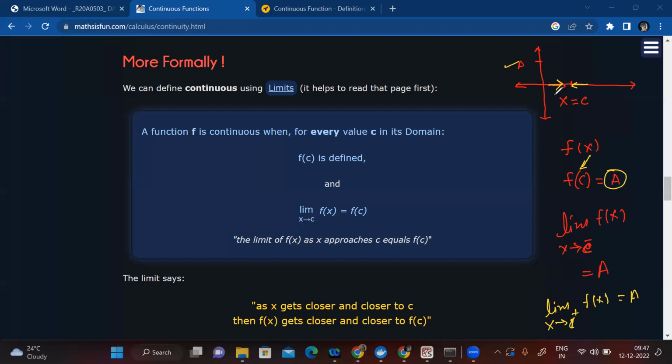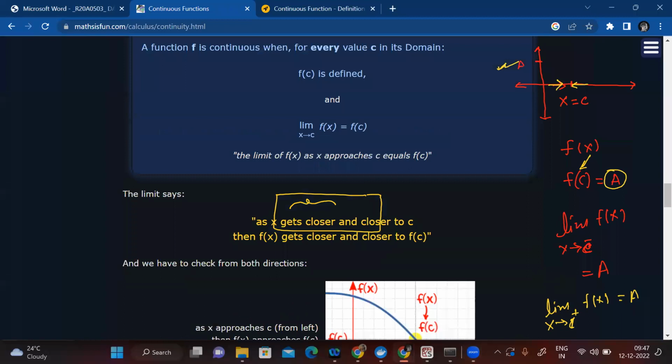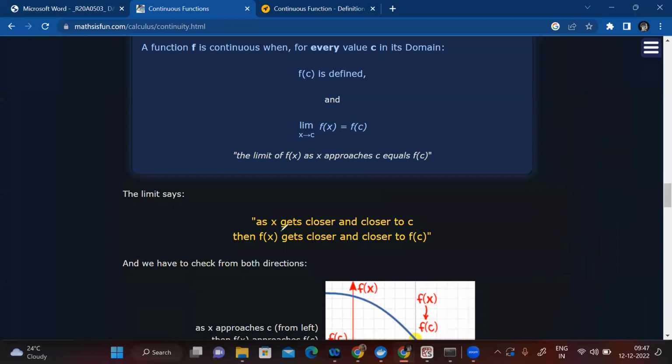When you find the limit of the function from the left hand side, you again get a, and similarly from the right hand side. So the limit of the function is defined, as well as the function being defined at that particular point. If both are equal, we can say that the function is continuous. In other words, as we know from the last video, as x gets closer and closer to c, f of x gets closer and closer to f of c. We already learned that in the last videos.